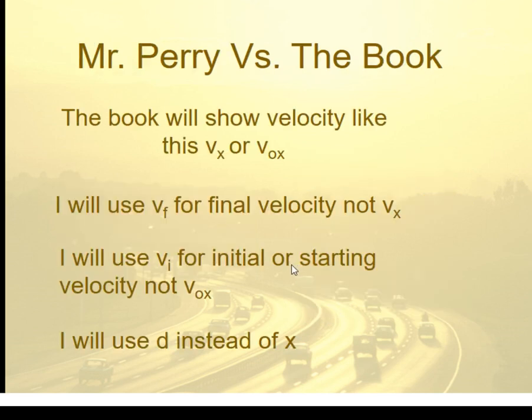Many books have different ways of labeling these things. Vx in a book would stand for velocity in the x direction. You'll see VO, or V naught, it's pronounced. Sometimes that would be your starting velocity in the x direction. When I'm solving these problems, I usually just use VF, not the Vx that they use in some textbooks. I'm usually going to use VI for your initial or starting velocity, not VOx. I usually use distance instead of the X or the Y or the Z, whatever we're doing.